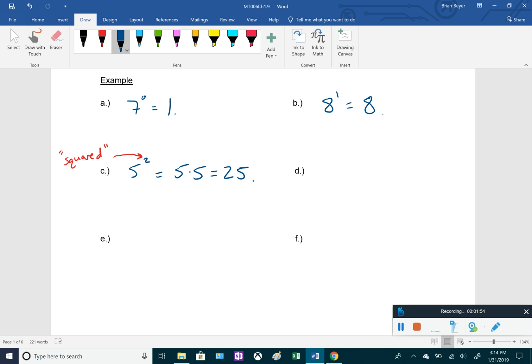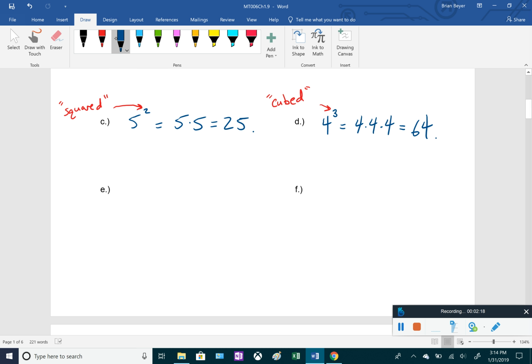And let's say we had 4 to the third. That's 4 multiplied 3 times, which is 64. If we have an exponent of 3, we can read that as cubed, so 4 cubed is 64. And do 2 more here. Let's say we had 3 to the fourth. That would be 3 times 3 times 3 times 3, 3 multiplied 4 times. That's going to give us 81.